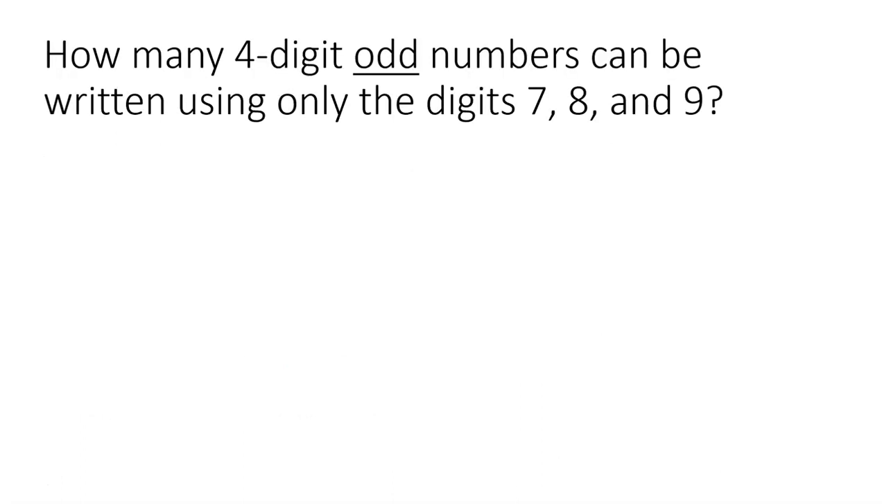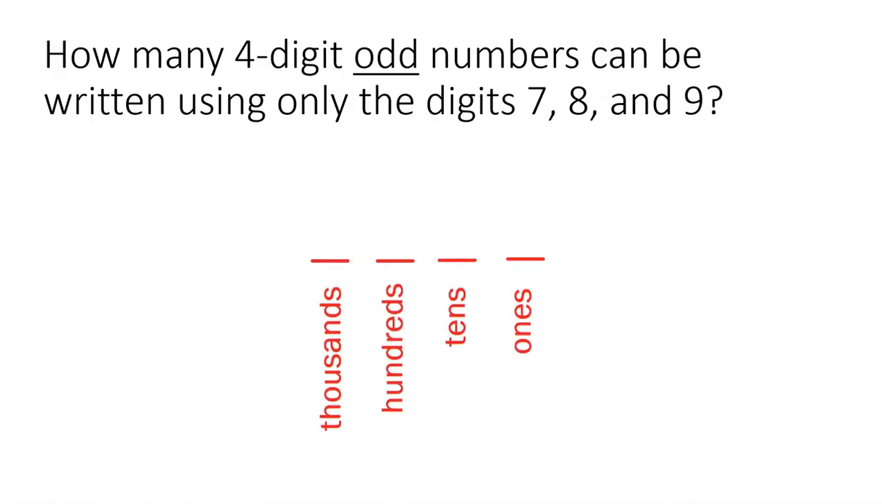How about this one? How many 4-digit odd numbers can be written using only the digits 7, 8, and 9? Well, when we have 4-digit numbers, we're looking at integers here, we've got these places. For the thousands place, 7, 8, or 9, any of those are okay. For the hundreds place, 7, 8, 9, they're all okay. And for the tens place, 7, 8, 9, they're all okay. So there's 3 possibilities for each of those. However, the 1 spot is where odd and even are determined. 7 is okay, 9 is okay, but 8 isn't. So there's only 2 possible things we can put into the 1 spot. And now we can multiply these together. 3 times 3 is 9, times 3 is 27, times 2 is 54.